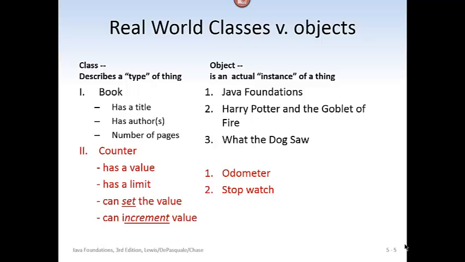Another example is a counter. A counter would have a value and an upper limit. We can set the value, we can increment the value. Examples of using class counter and creating objects might be to build an odometer that we use on our car. It has a set value for the number of miles traveled, and it has a limit. And once you reach that limit, you can't go past it. A stopwatch is another example of a counter.